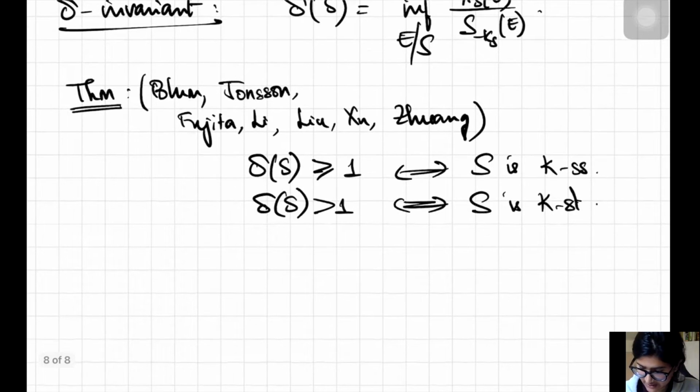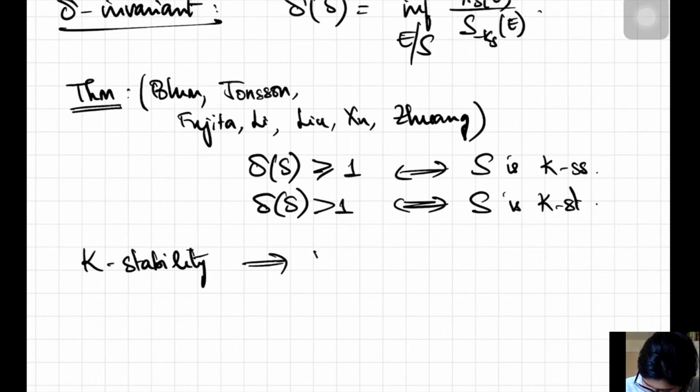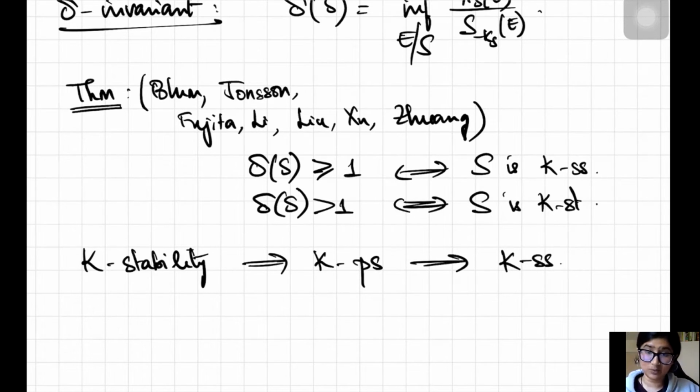So I should say something because I keep going between K-stability, K-semistability, and K-polystability. The implications are that K-stability is the strongest, but this would immediately imply K-polystability, which in turn implies K-semistability. So K-semistability is the weakest. Okay, so we have all of these invariants to do the computations with.